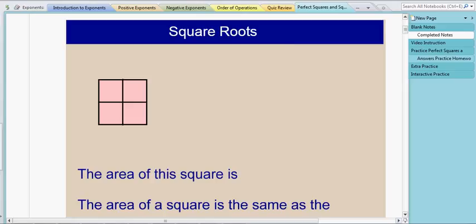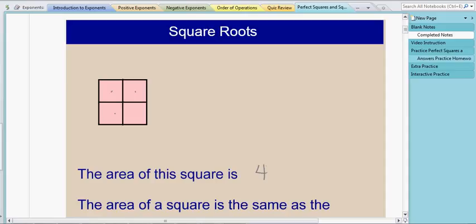Today we're talking about square roots. To start off, we need to understand a little bit about what square roots are. So square roots come from the idea of a square. So let's look at this basic square. The area of this square is what? If you think it's 1, 2, 3, 4, you are indeed correct.